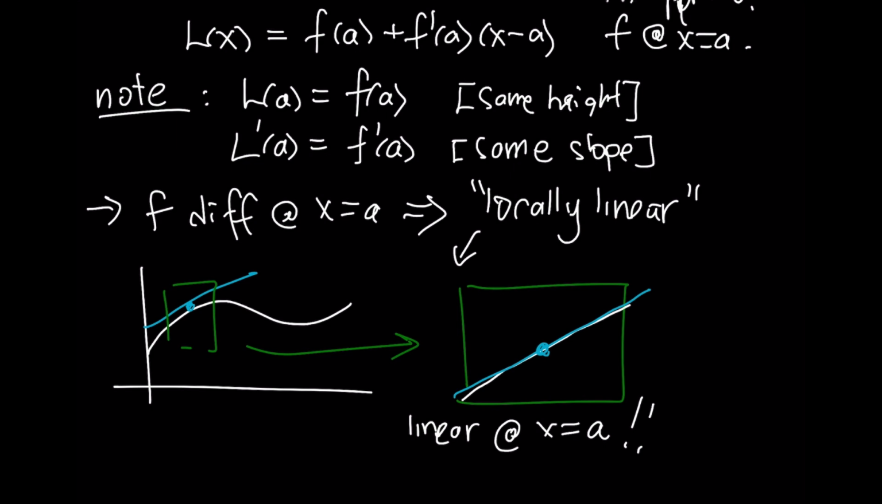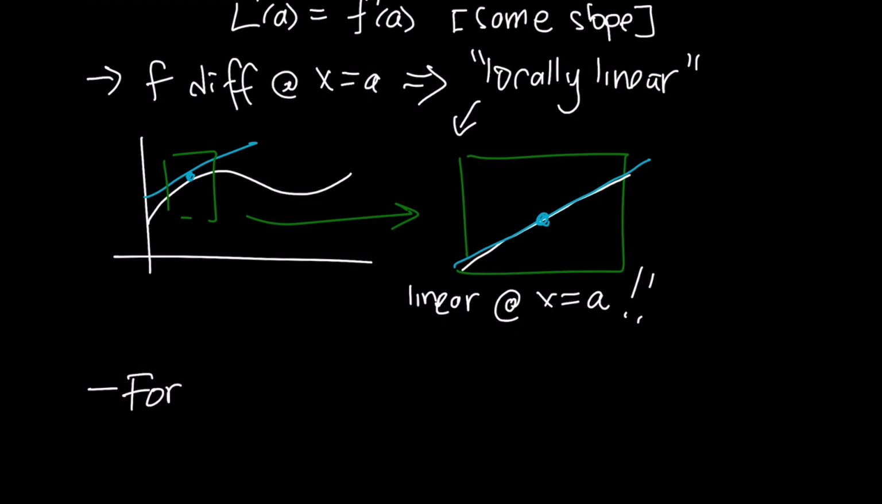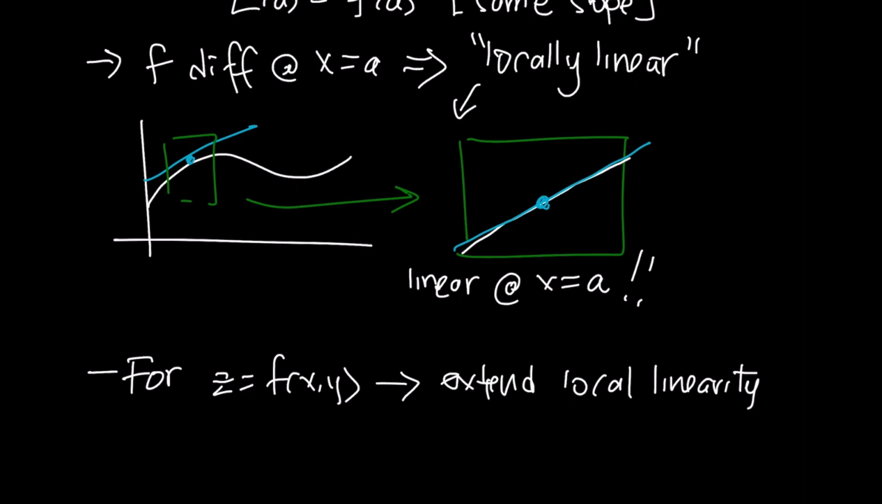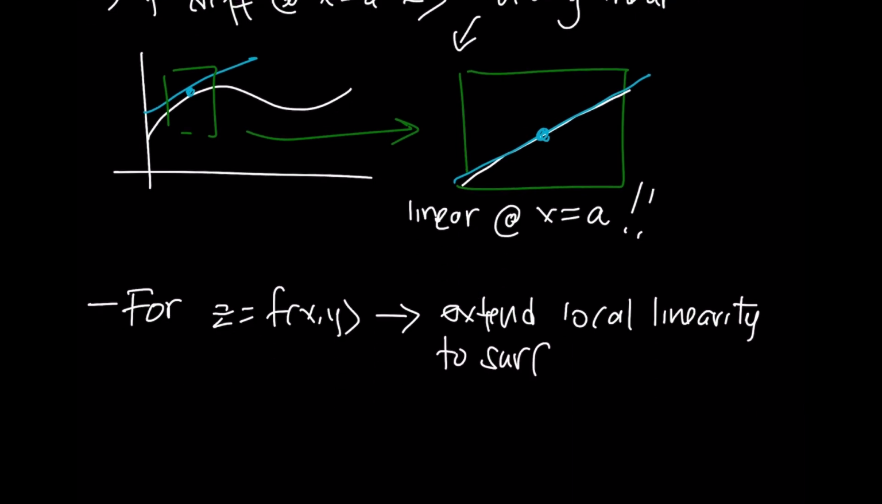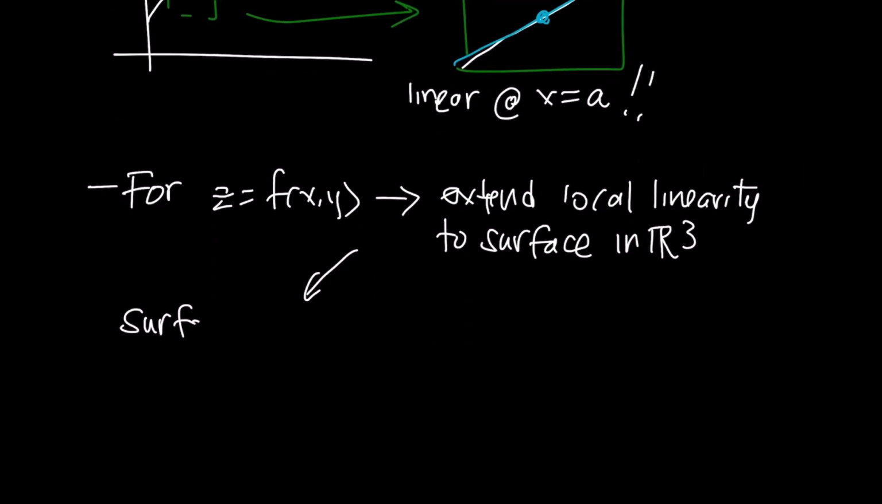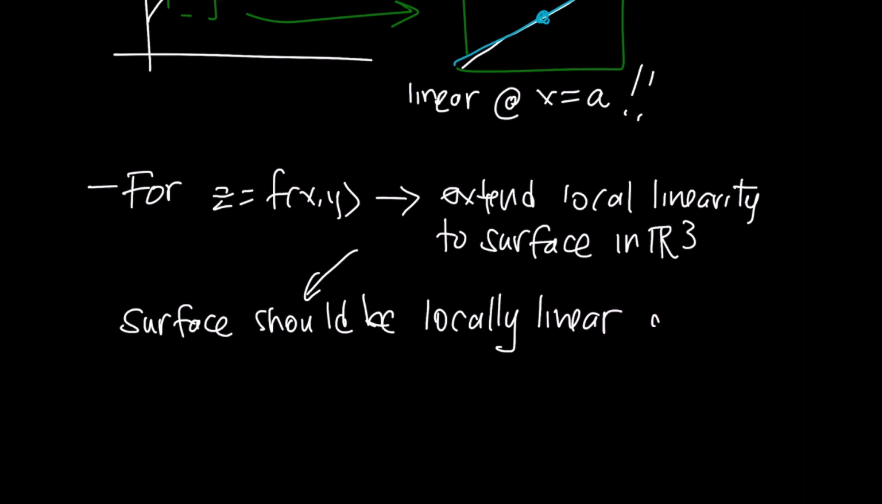Now we're going to use this idea of local linearity to try to motivate how to extend differentiability to multivariable functions. So when we talk about a function, z is f of x and y, what we're trying to do is extend this local linearity property. The graph of this function is a surface in R3. Now, if a function is differentiable at this point, the surface should be locally linear at that point.